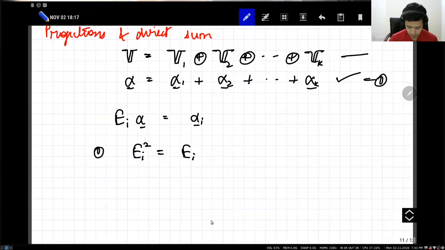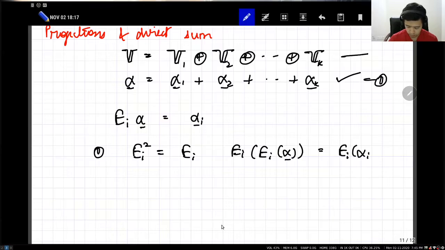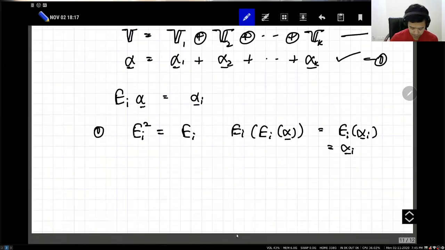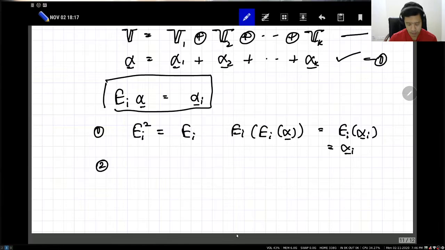And that is because E_i of alpha is equal to E_i of alpha_i, which is alpha_i, because alpha_i is in V_i, right? So therefore each E_i is a projection matrix. So the E_i defined in this particular fashion is a projection matrix.